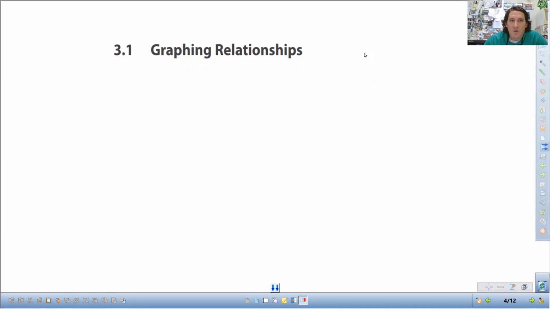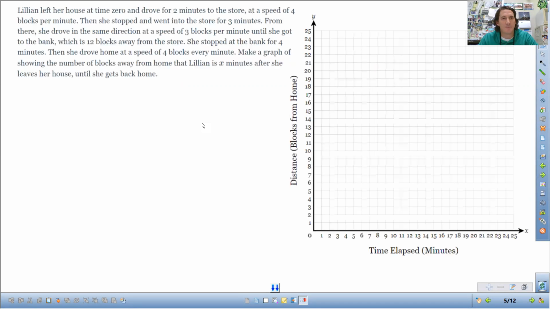All right, IM1 classes. Today we're moving on to graphing relationships. We're going to be reading little stories and then making graphs that match those stories. So let's look at our first example here.